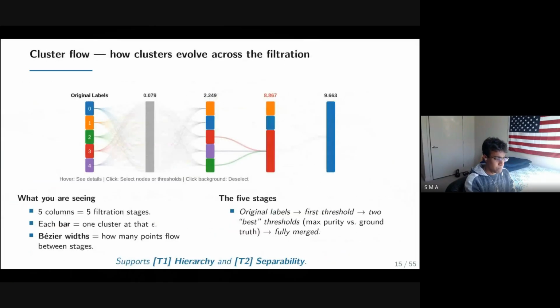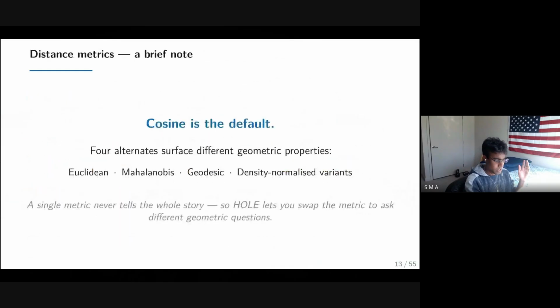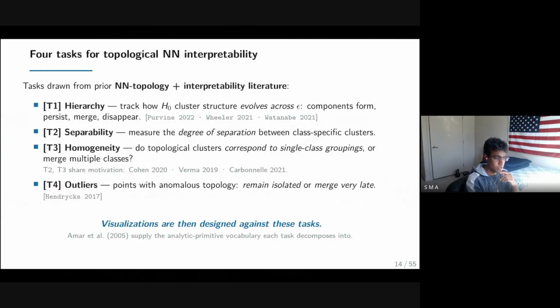Okay, sounds good. Just to do a quick recap, we're using cosine to look at the distances between data points, and you can use other metrics too, if you're interested. For topological neural network interpretability, we created these 4 tasks. We summarized all of it into these 4 tasks: hierarchy, separability, homogeneity, and outliers. These 4 tasks rule the whole visualizations and all the downstream applications.